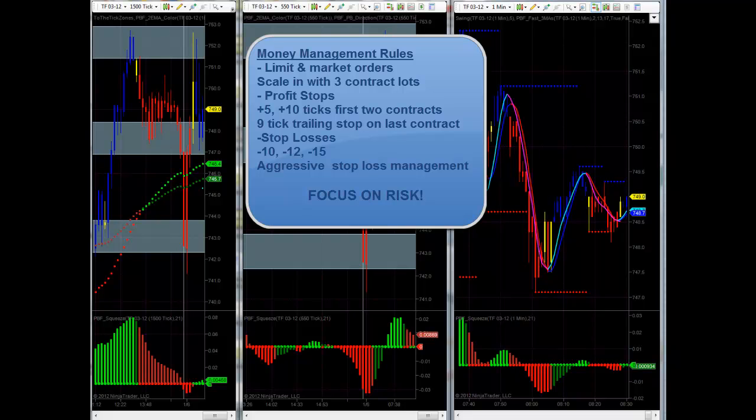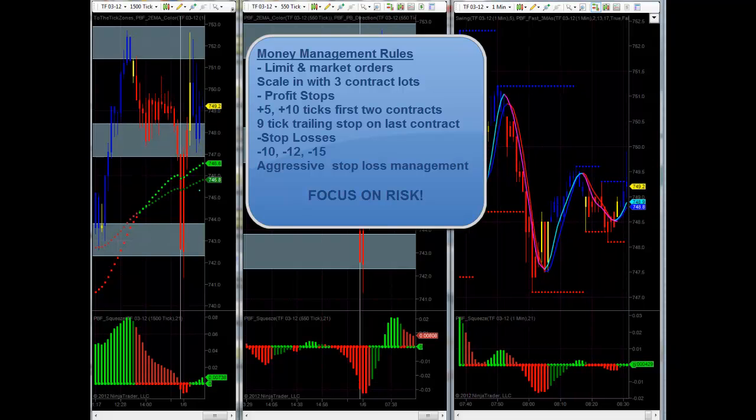Our stop losses will be placed beginning with 10, 12, and 15 ticks, but as always we will aggressively move our stop losses to +1 as soon as we go green.